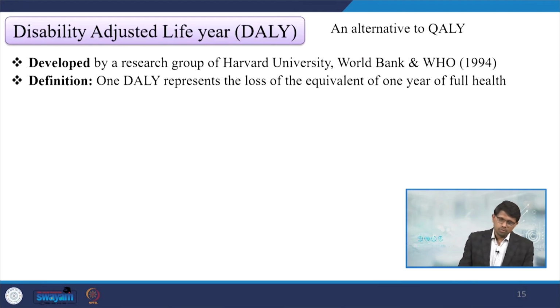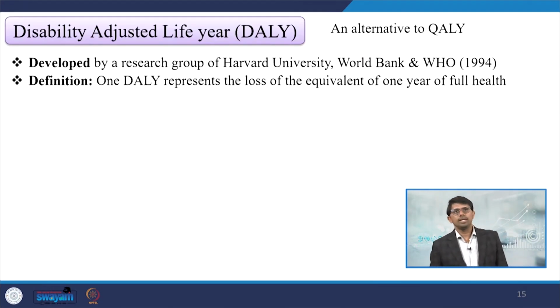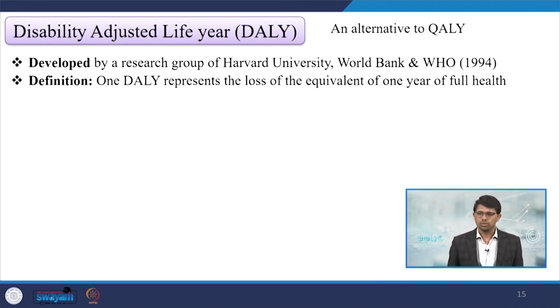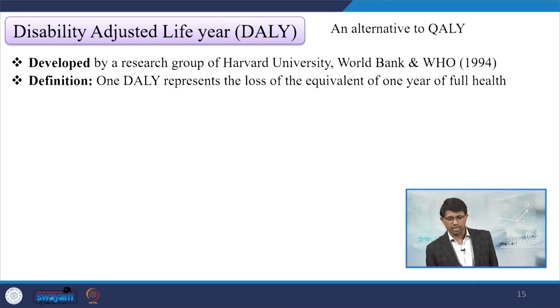Since there are some problems we identify with QALY, we will emphasize the latest techniques, but DALY is mostly used. DALY stands for disability adjusted life years. This is used as an alternative to QALY. It was developed by a research group of Harvard University, World Bank and WHO in 1994. To define it, one DALY represents the loss of the equivalent of 1 year of full health.